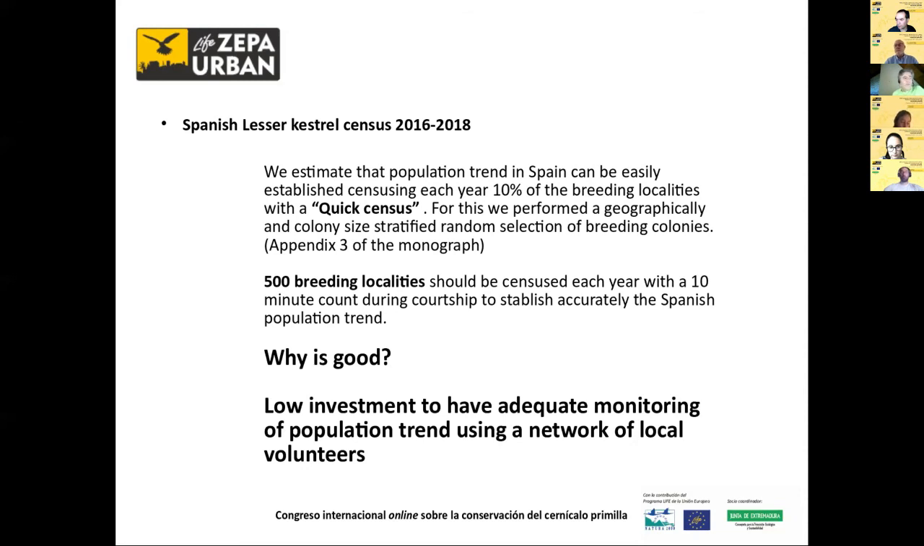Why is this a good method? Because it requires a very low investment to have a good and adequate monitoring of the Spanish population trend. As you have seen, some people and some published data are indicating that the European, or at least the Spanish, population is still increasing, but in fact we know that it has probably been declining for the last 10 years. And this would require relatively low investment because it can be done with a network of local volunteers that can monitor the selected colonies.